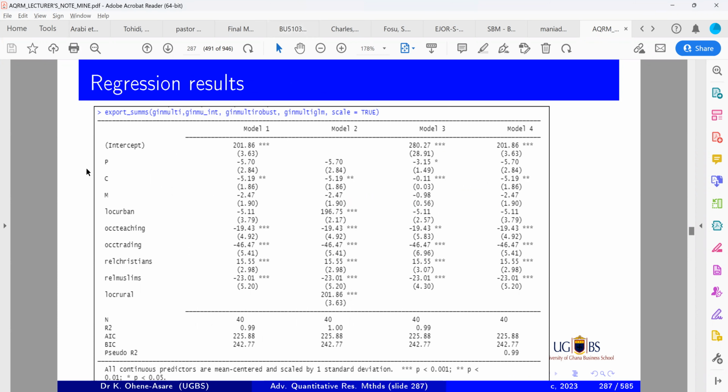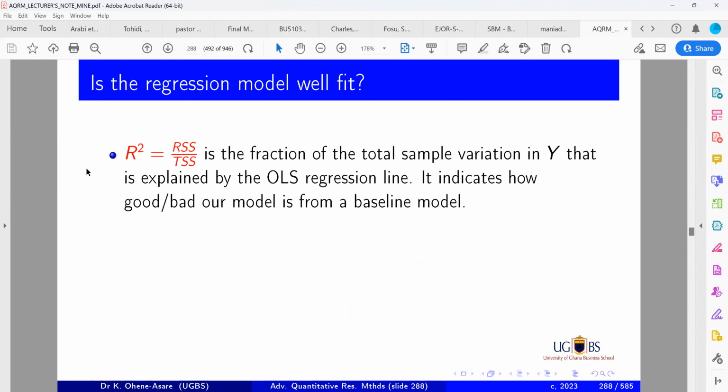Now, let's look at the fitness of the regression model. Another thing you should know, which would determine the accuracy of the model you have, is the R-square. There's another one called adjusted R-square. But first, let's understand the R-square. The R-square is a percentage of the total variability in the dependent variable that is explained by the entire regression line.